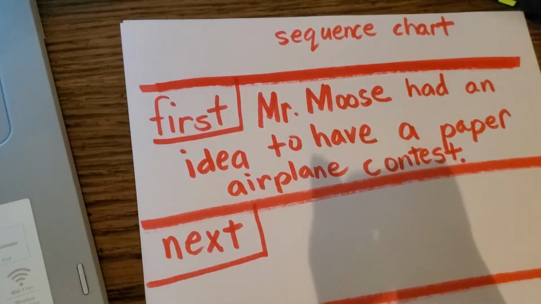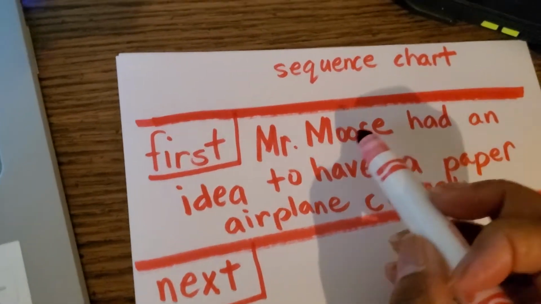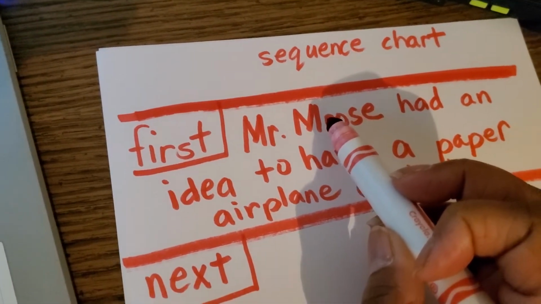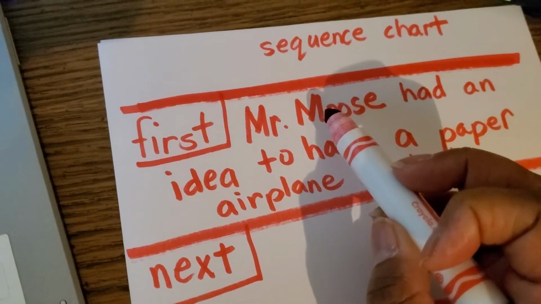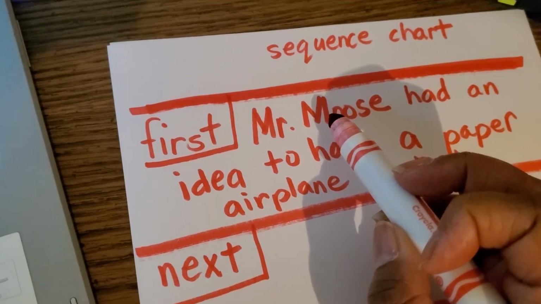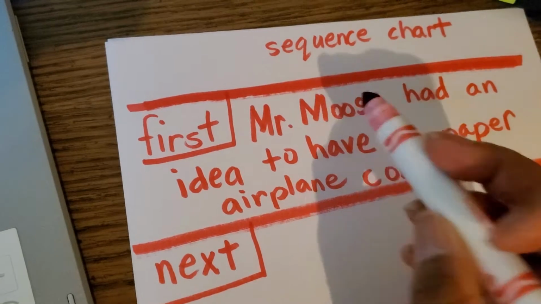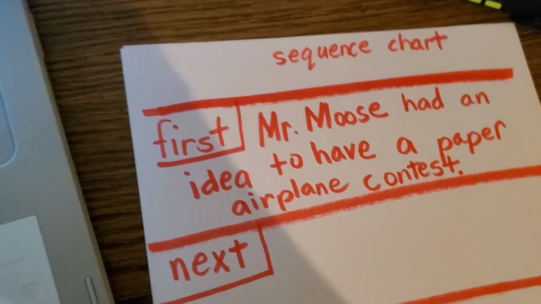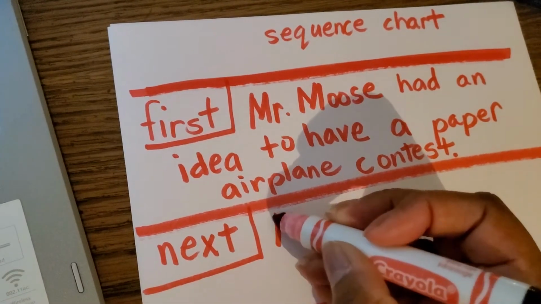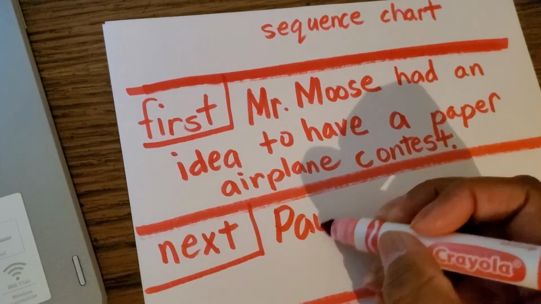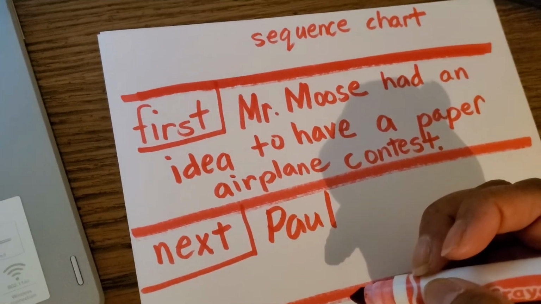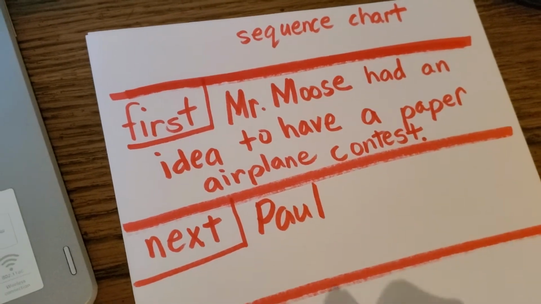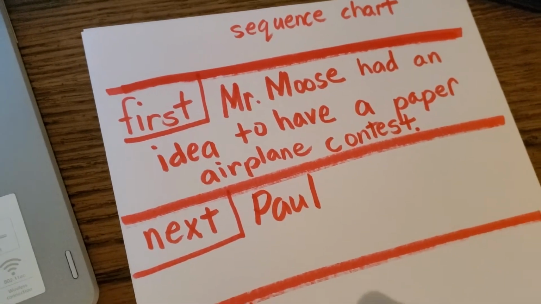What happened next? Now, after Mr. Moose made the announcement when he told about it, then we had this character called Paul. And Paul was just bragging, saying, hey, I'm the strongest. I can do it. Mine's going to be faster. Mine's going to go up in the air. So we're going to write another character. And his name is Paul. And Paul was a student. He was on the wrestling team.